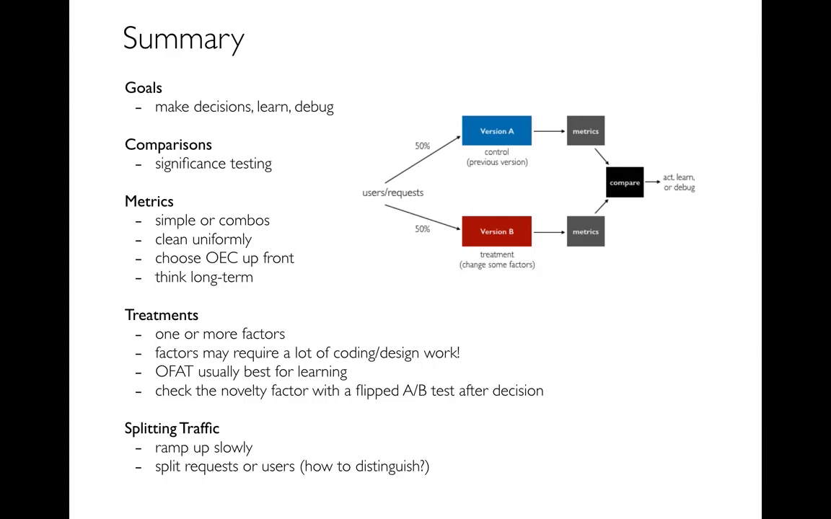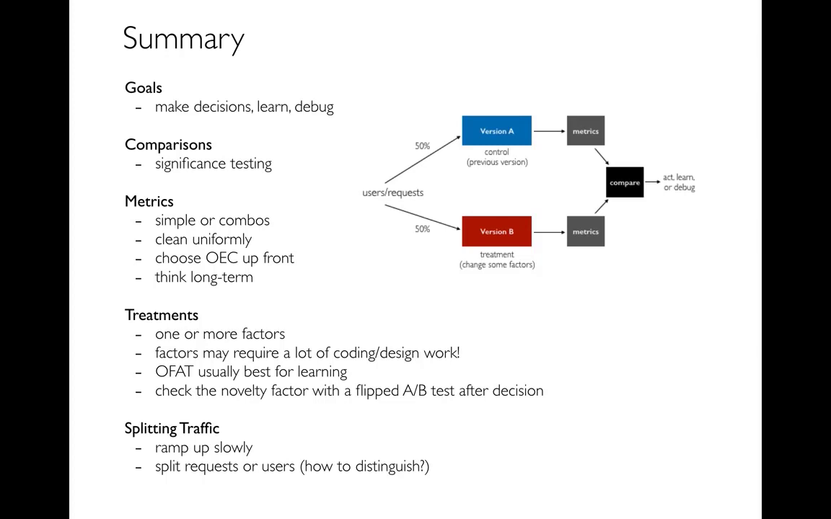When we do these metrics, we're going to have to clean up our data in some uniform way, to maybe eliminate any traffic from bots. For metrics, you should choose one metric up front, your OEC, your overall evaluation criterion. That determines how you're going to make your decision in the end, or maybe it's the most important thing to you. And you should think long term. Don't chase clicks up front if it's going to ruin your brand in the long run.